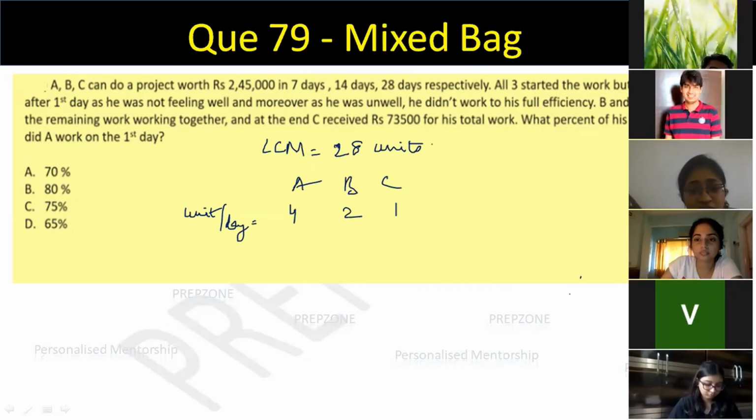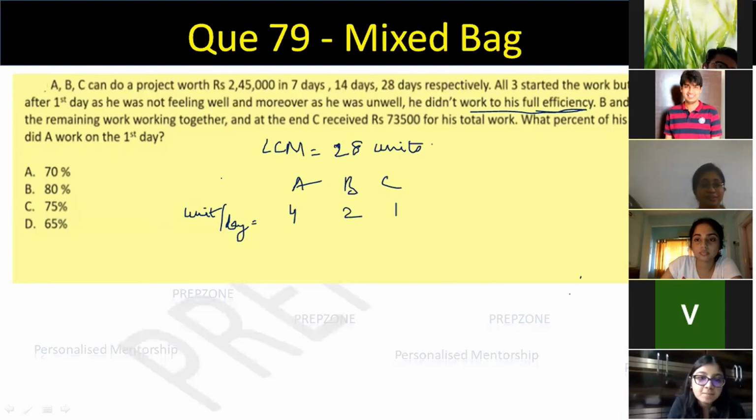Sorry, sir. Yeah. So I'm saying that why are you taking first day? Like, what are we trying to solve and what are we trying to find out? Plus, it is also given the efficiency of A is not 4 now because he is not well. So his efficiency has reduced to something that we don't know. Right? Ye statement hai na? Moreover, as he was unwell, he did not work to his full efficiency, which means 4 units per day का काम उसने नहीं किया है. He did less than it.